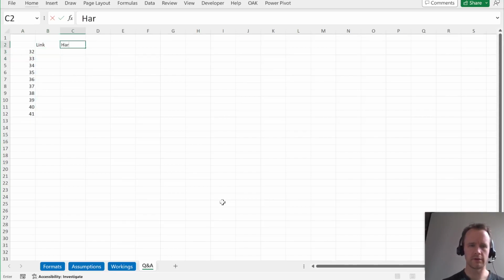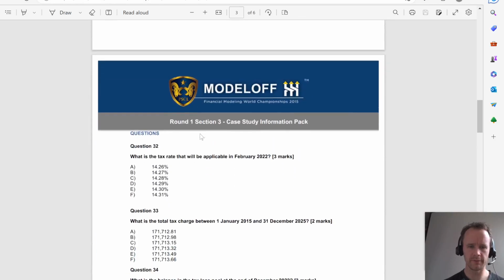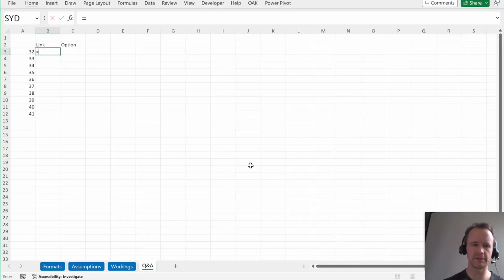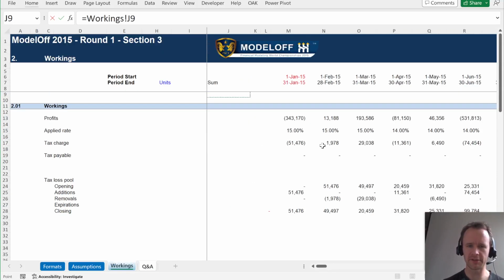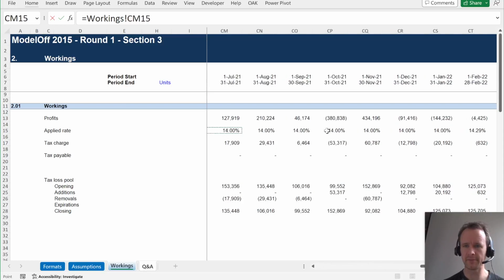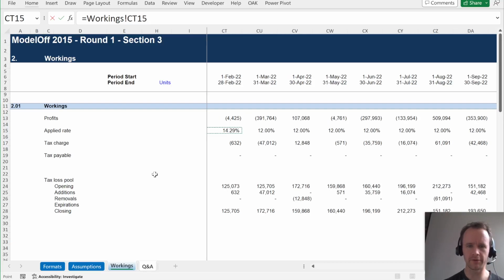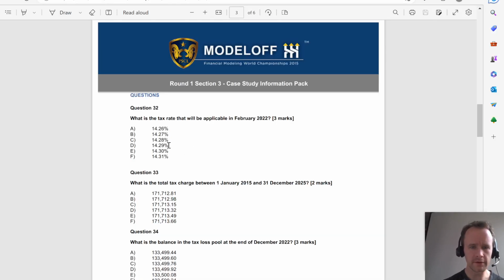So we'll do link and hardcode. I'll do the hardcode later, and the option. Okay. So first question. What is the tax rate that will be applied in February 2022? This was the one little bit of niceness to offset the cruelty of having multiple rate changes in a month. The very first question asked you what happens to the rate in that month. So, you know, it's not hard to spot if you've gone off the mark. So 14.29, and that is D.